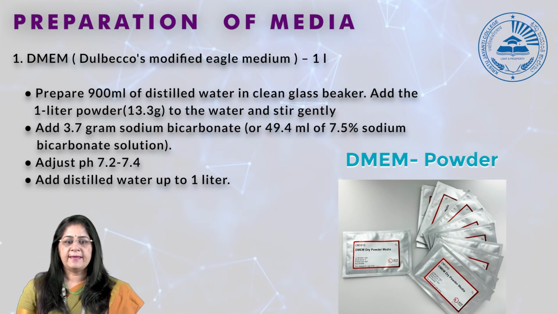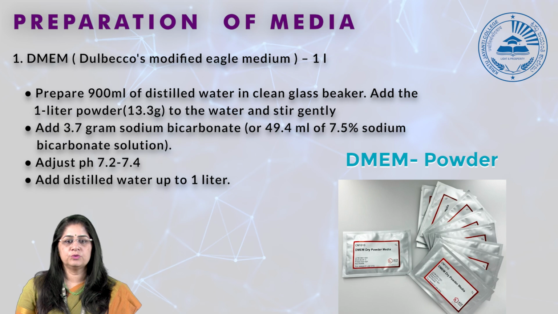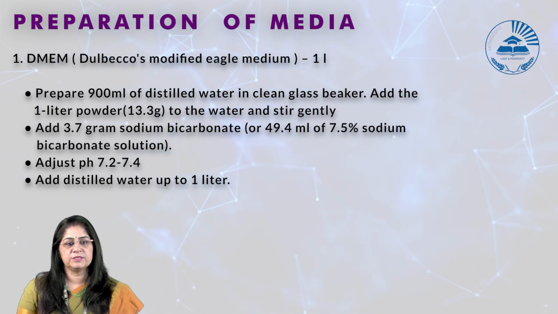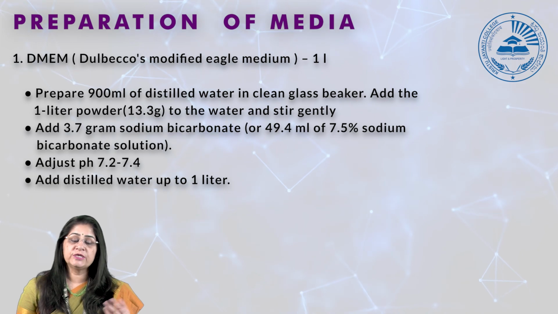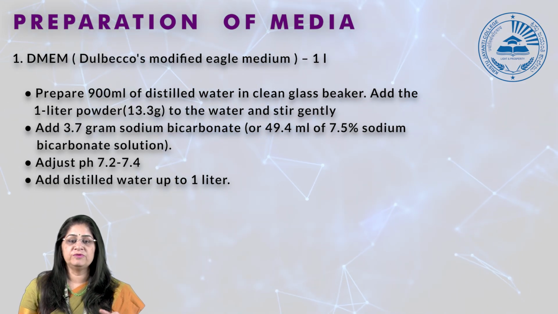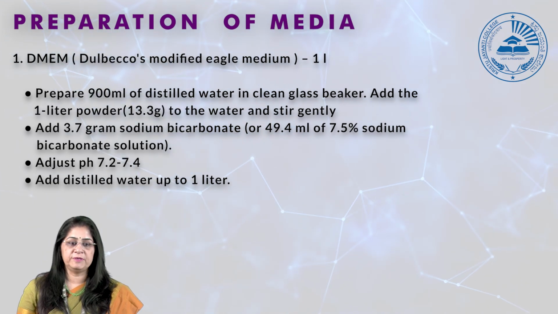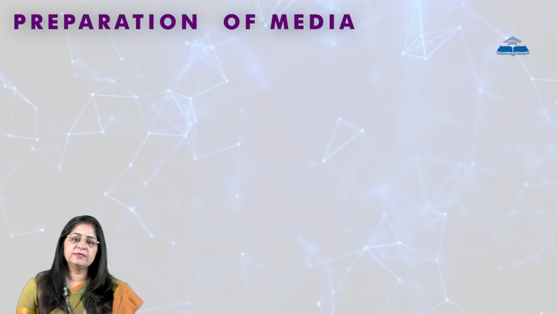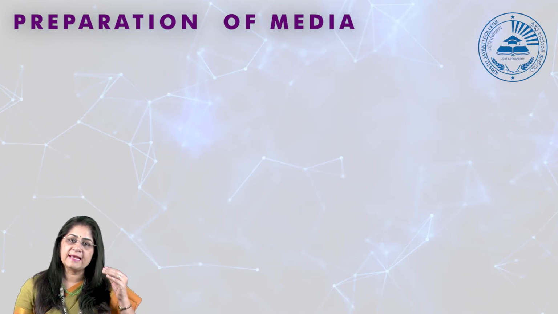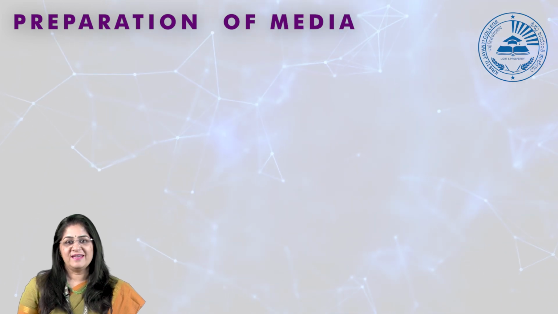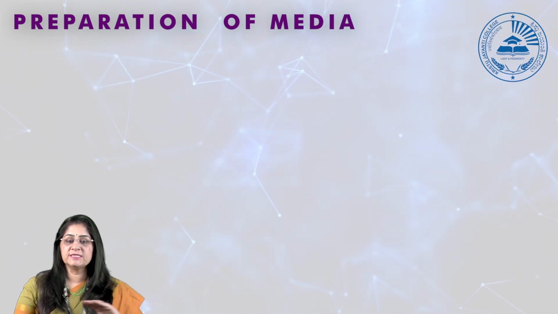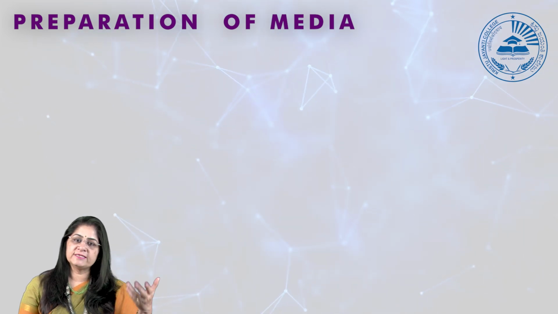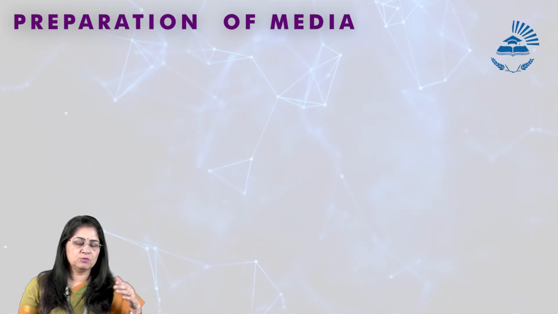Accordingly, you weigh and add 3.7 grams of sodium bicarbonate or 49.4 ml of 7.5% sodium bicarbonate solution. Usually sodium bicarbonate will not be there in the powder, so we have to add it at the time of preparation, and you have to adjust the pH to 7.0 to 7.4. Usually the indicator inside the media will help you understand whether the media has that particular pH. When the pH changes, the color of the medium also changes. If it is going towards yellow when the cells are growing, the media is becoming more acidic.